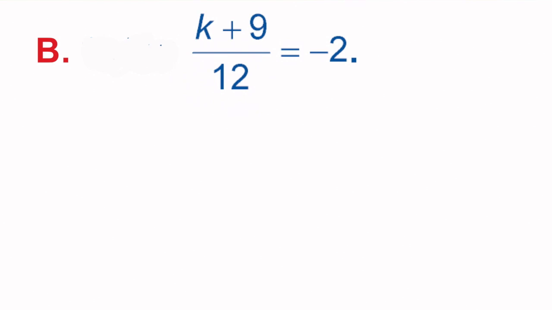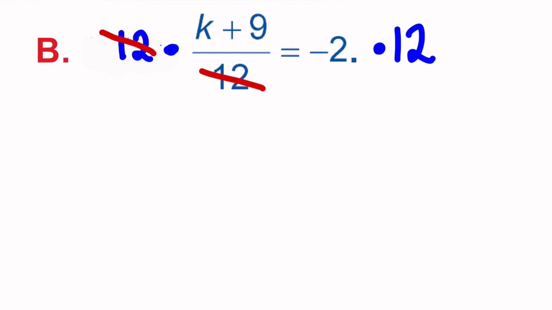So that's why I'm going to multiply by 12 on both sides of my equation. So times 12 on this side, and then times 12 on the other side. The neat thing is that on the left side you have 12 over 12, which is equal to 1. So they cross out, so I don't need those anymore.